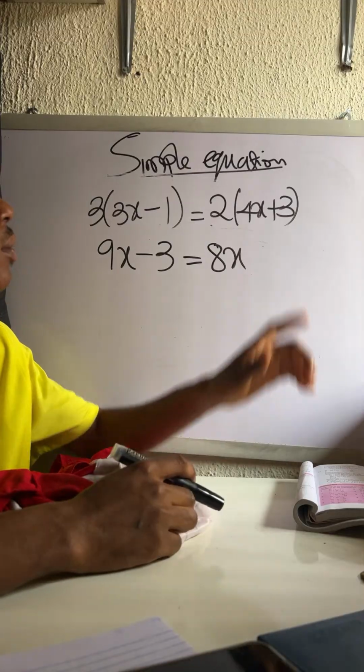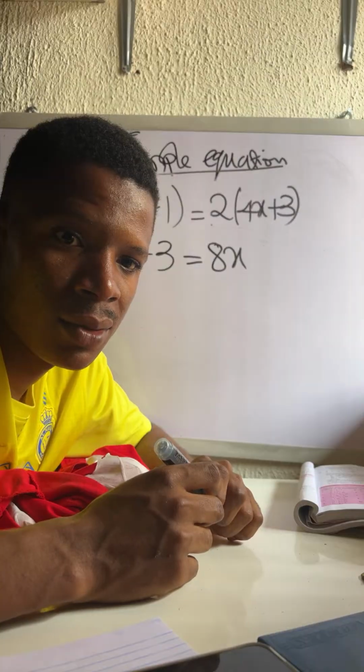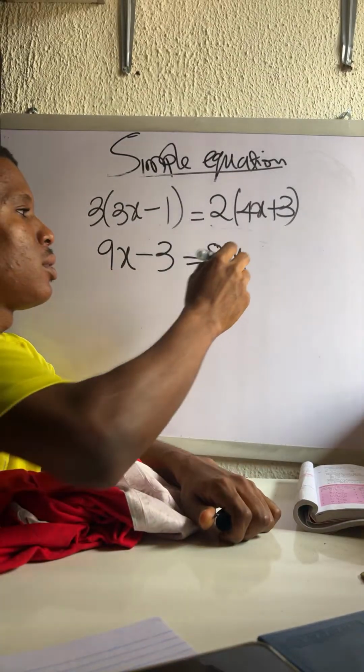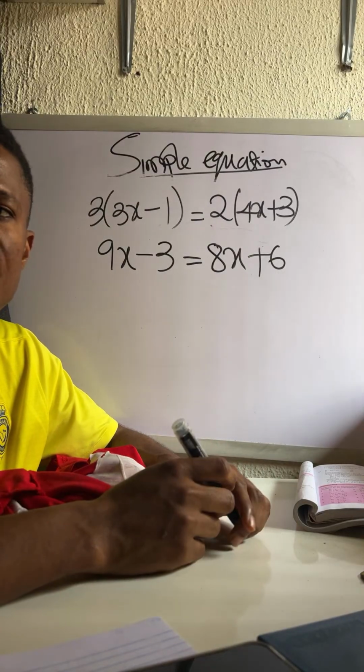Then we'll go to the next one. What is 2 times 3? 2 times 3 is 6. You have it as plus 6.